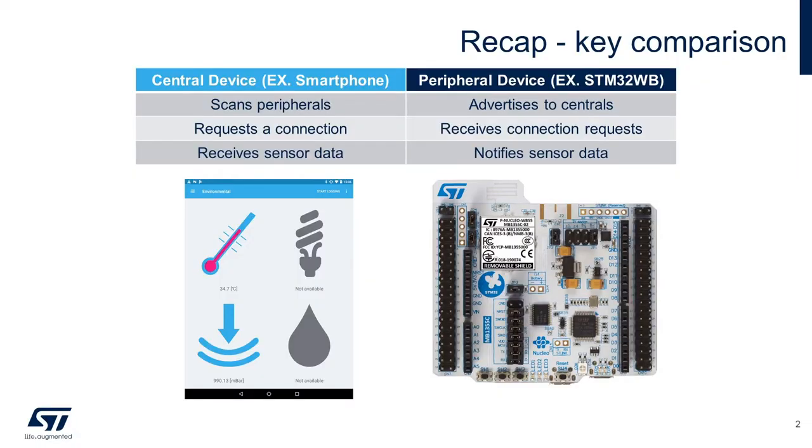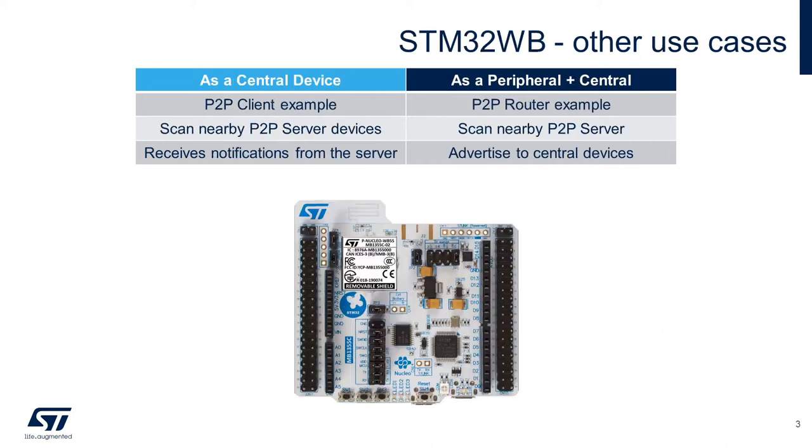Here's a quick recap. Smartphone devices are called central devices, whereas the STM32WB board is a peripheral which advertises BLE packets and sends sensor data. The roles can change the other way around as well. With other examples, you can configure the STM32WB as a central device, or a device that acts as a central device as well as a peripheral device. For now, we're going to focus on the P2P server example.